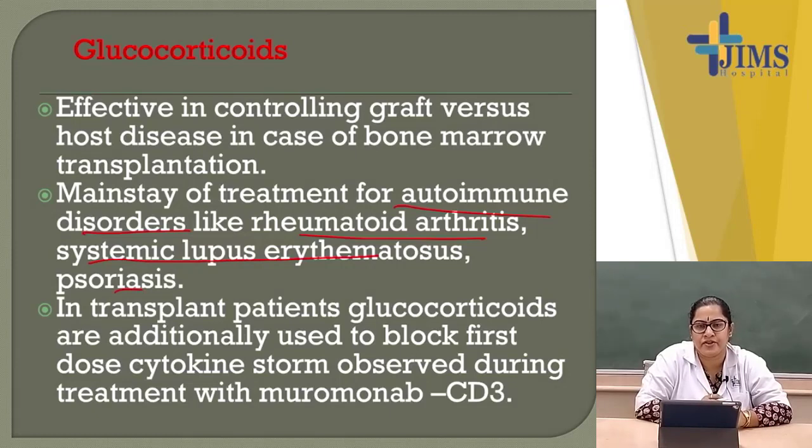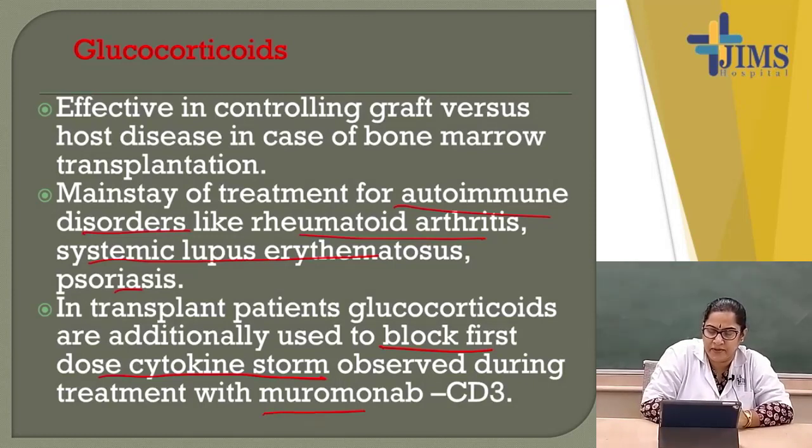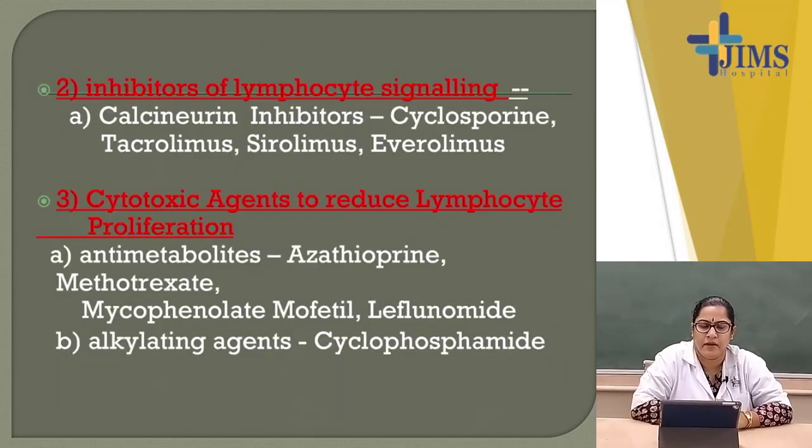In transplant patients, glucocorticoids are additionally used to block the first dose cytokine storm, which is observed during treatment with immunomodulators like anti-CD3. Next group of drugs are the inhibitors of lymphocyte signaling, like the calcineurin inhibitors cyclosporin, tacrolimus, sirolimus, everolimus. This group of drugs has already been discussed in the last class.